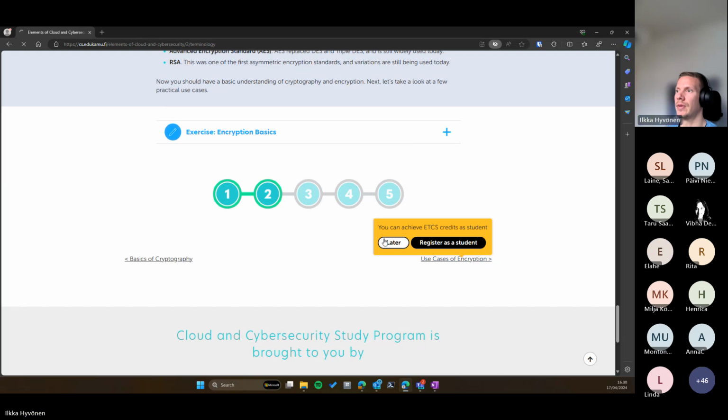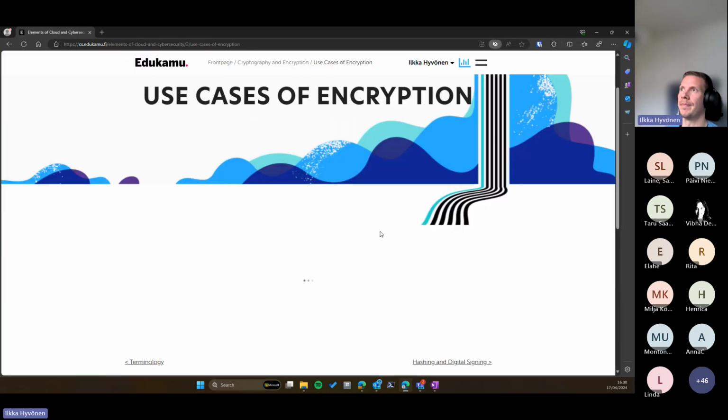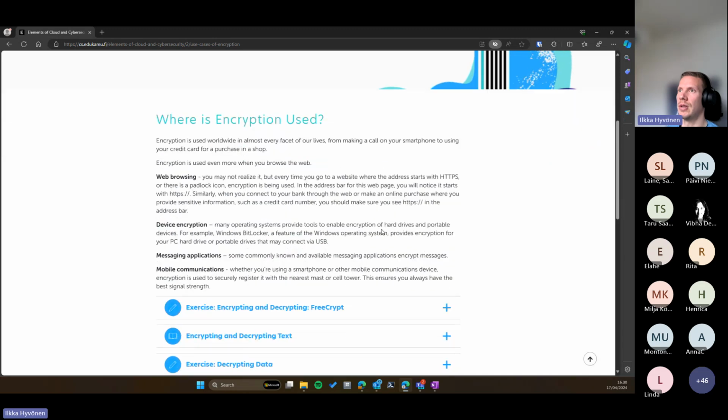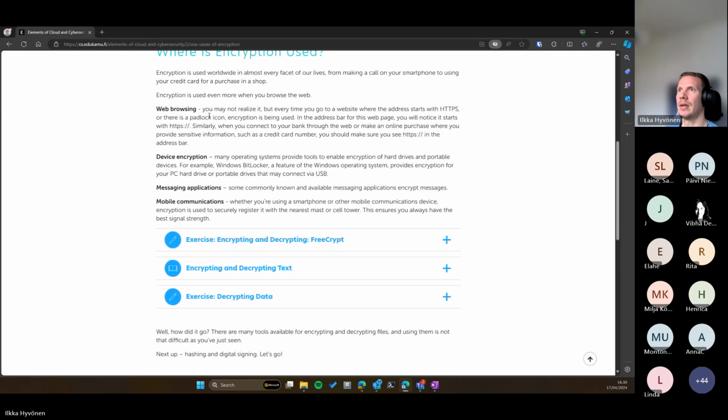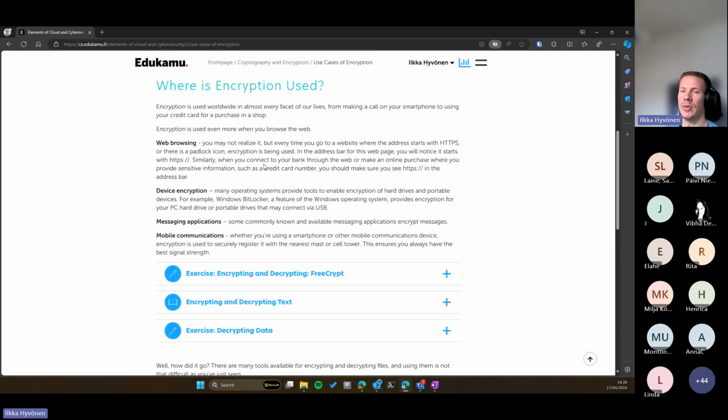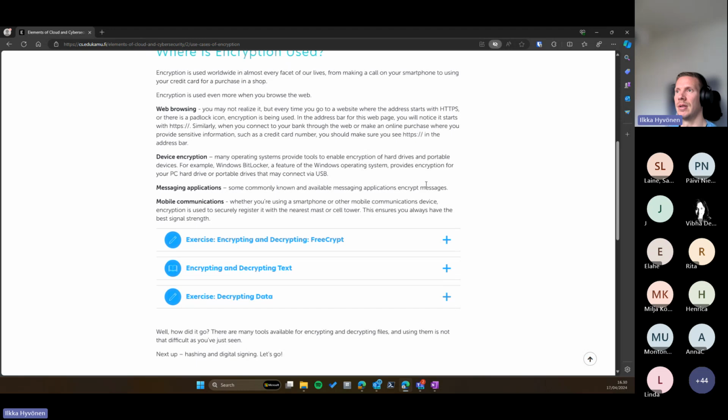And the next part is about use cases for encryption. There are good examples of cases where encryption is used, like in web browsing. Here I have this HTTPS and this padlock icon. That means that the connection is secured, and nowadays basically all websites use HTTPS to encrypt the communication. And that's an example of encryption in transit. So the communication is encrypted, whereas the other concept is encryption at rest.